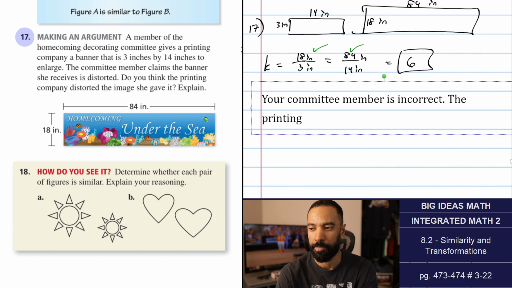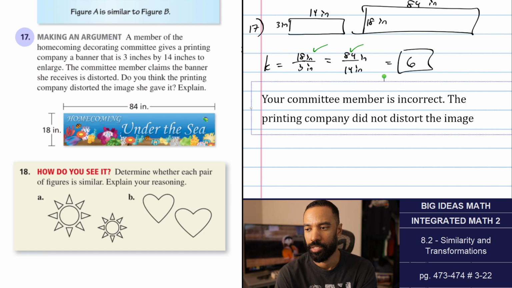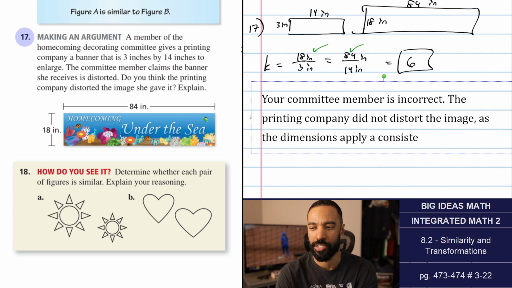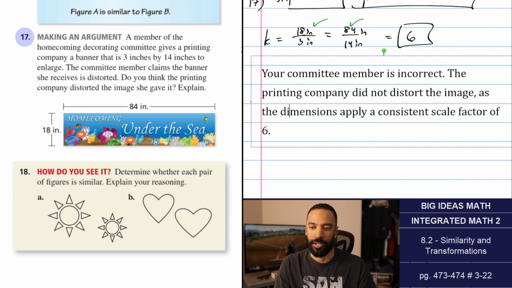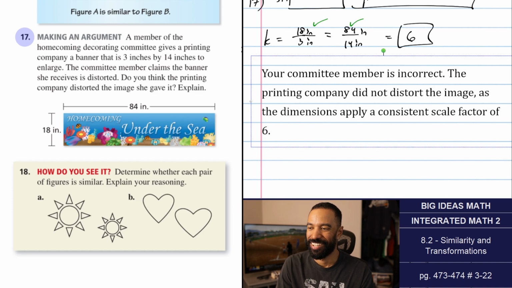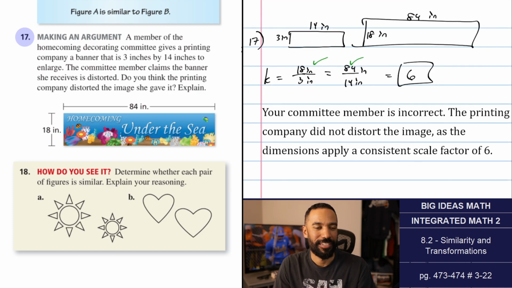The printing company did not distort the image as the dimensions apply a consistent scale factor of 6. There we go. I don't like where that 6 is. There we go. All right. That's fine. Okay, that's number 17.